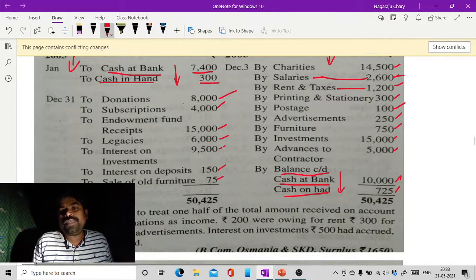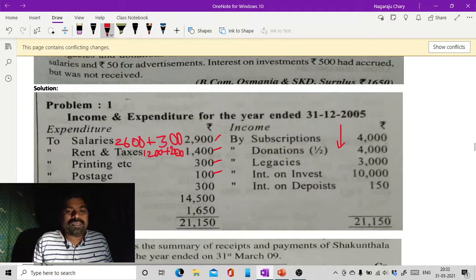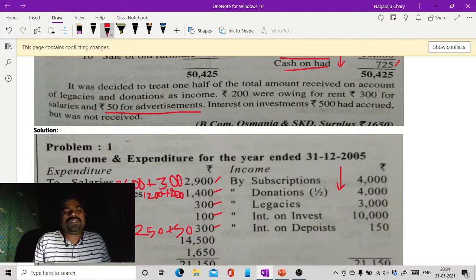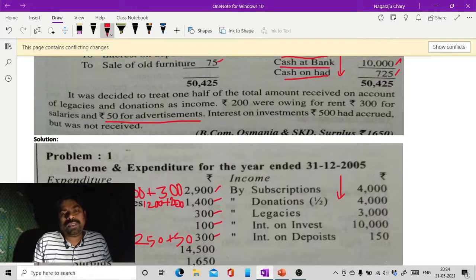Next, advertisement 250. But here we have taken 300. So you see, 50 rupees for advertisement has to be paid. So you see 250 plus 50, then you get 300. Okay.